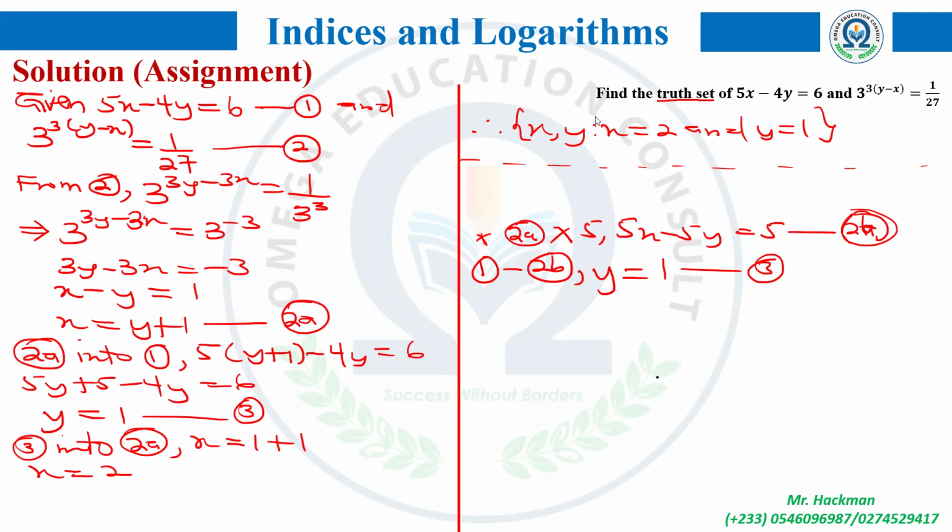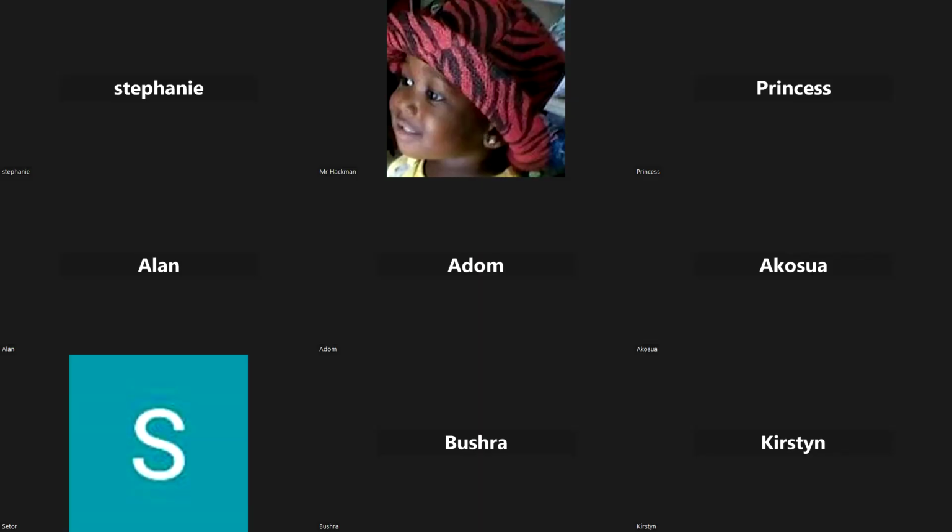Let's bring the curtains down on this one. Okay, Akosia, your hand is up. Give me some few seconds. Let me do something.